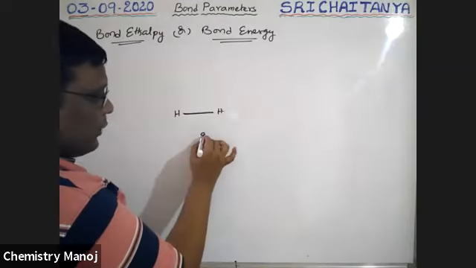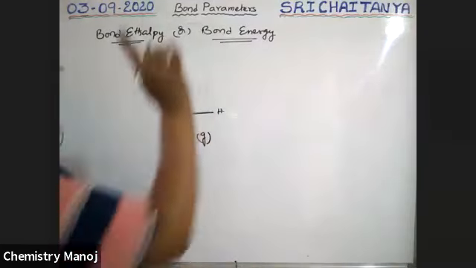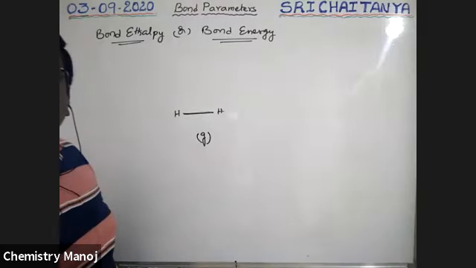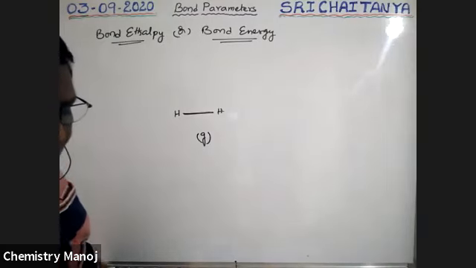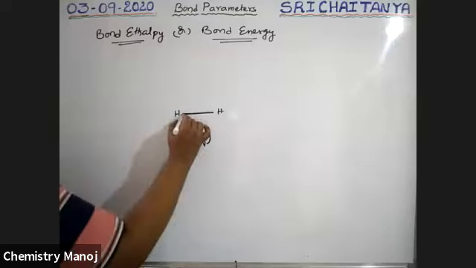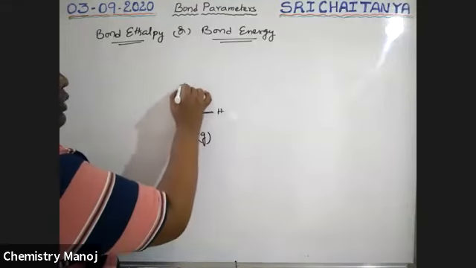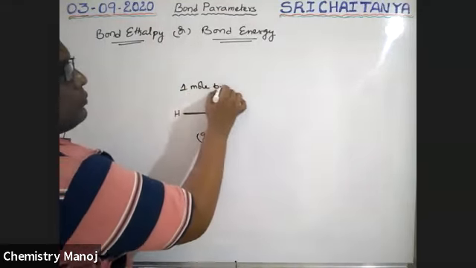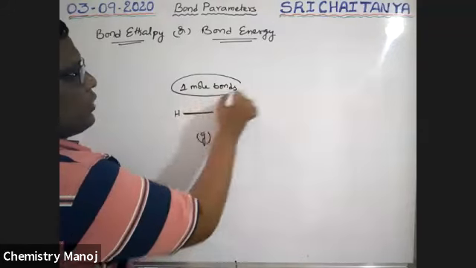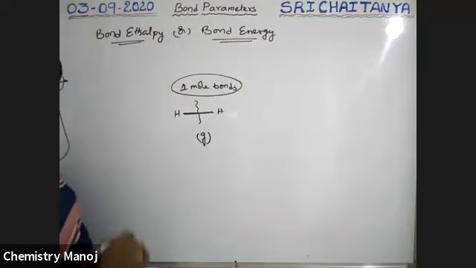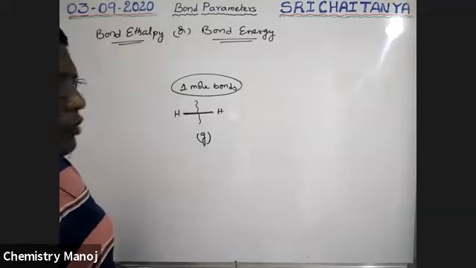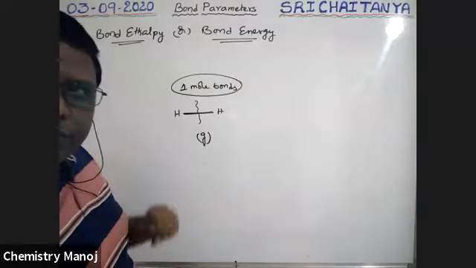The molecule must be in gaseous state, otherwise this bond enthalpy explanation is not possible. So the molecule must be in gaseous state, my dear boys. So there is a bond. How many bonds are there? 1 mole of bonds are there. So these 1 mole of bonds I am trying to break, which are in a gaseous molecule.